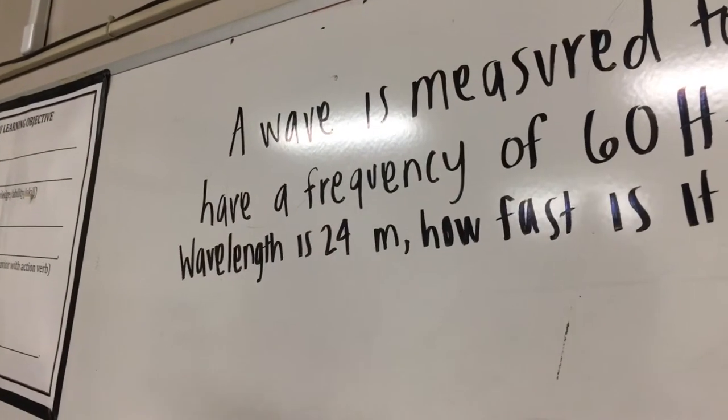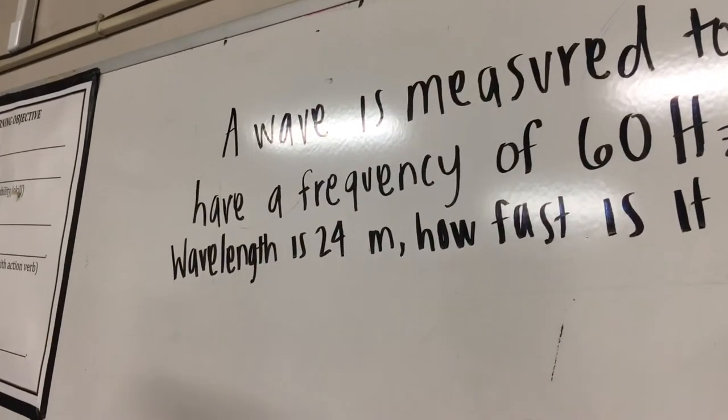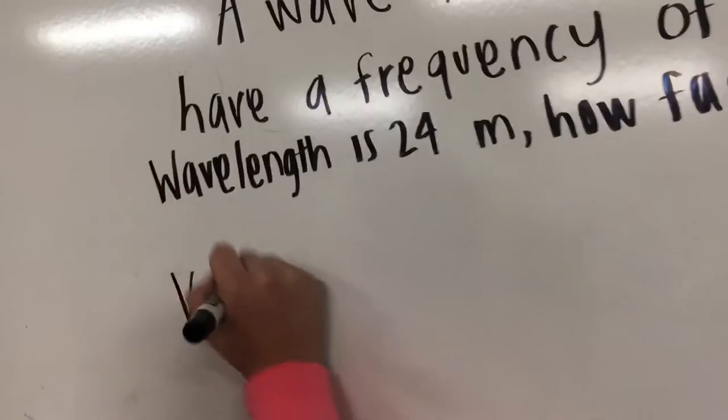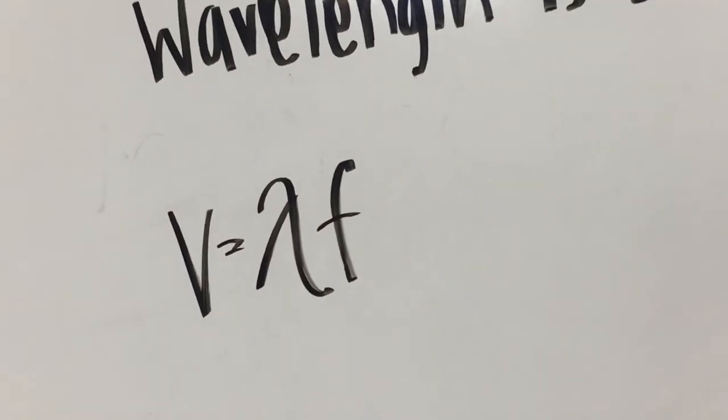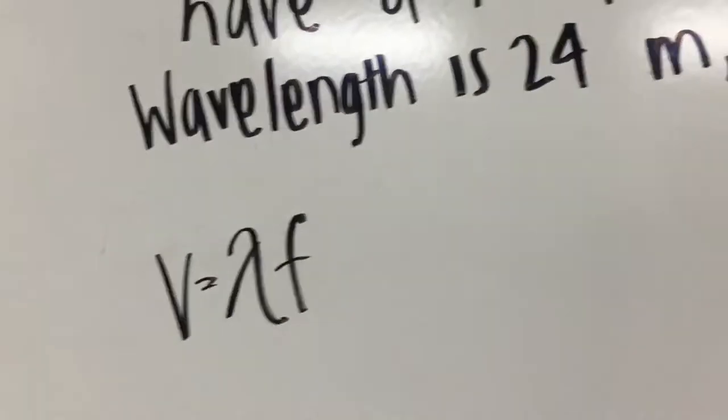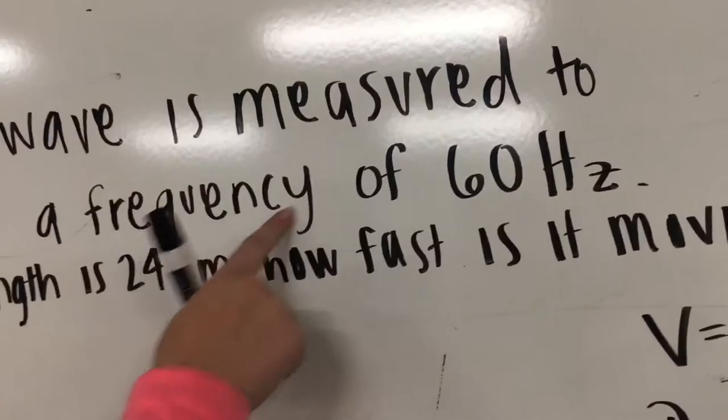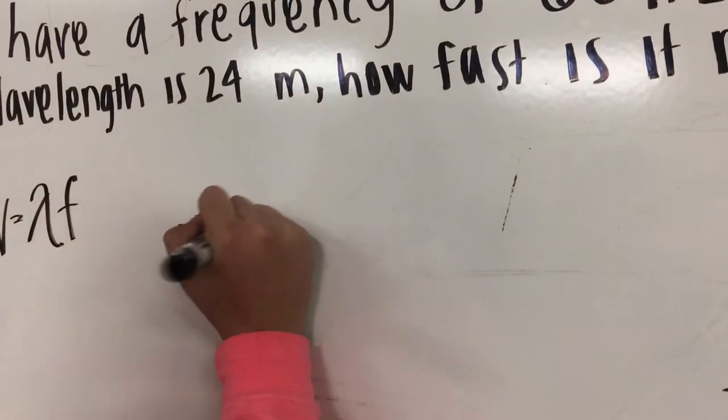The first step to find out how fast it's moving, you use the equation of v equals lambda times frequency. V equals the wave speed, lambda is the wavelength, and f is the frequency. And since we know the frequency and the wavelength, we just plug it in to find the wave speed.